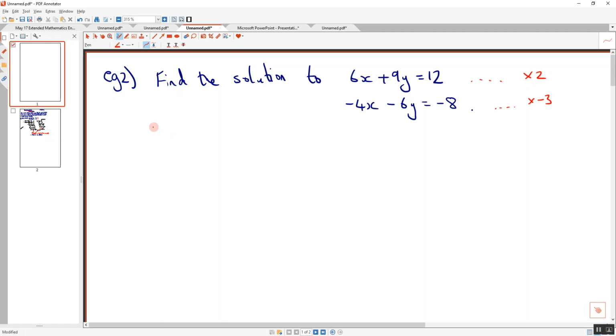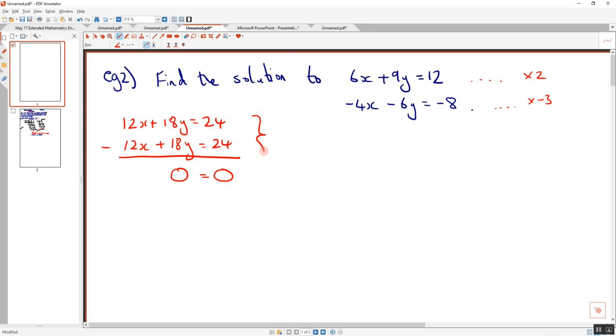If I multiply the top one by 2, I get 12x plus 18y. Bottom one by -3, I get 12x plus 18y equals 24. So I end up with the same thing. When I subtract these, I'm getting 0 on the left-hand side and 0 on the right-hand side. Now, what is this telling us? We discussed these ones yesterday, Sam. That they're the same line. Right, they are exactly the same line.